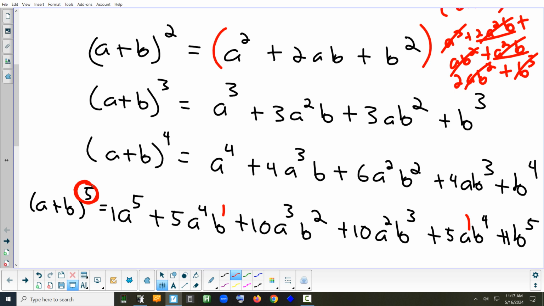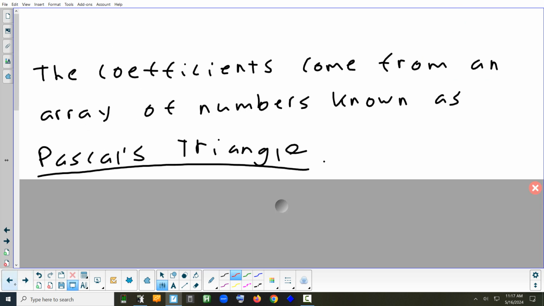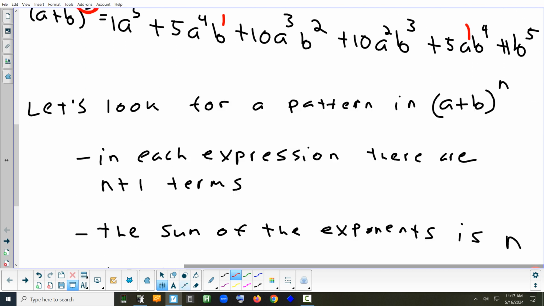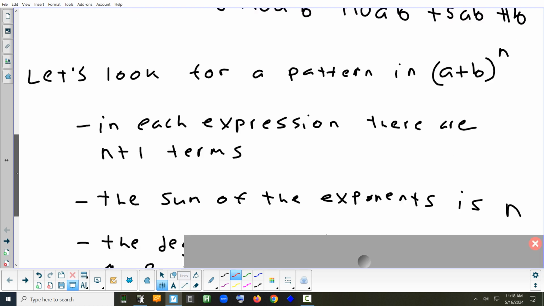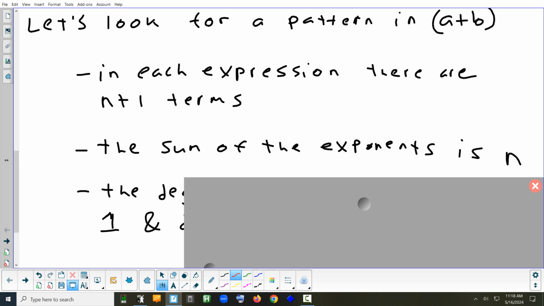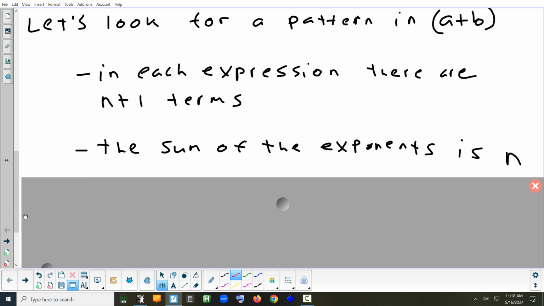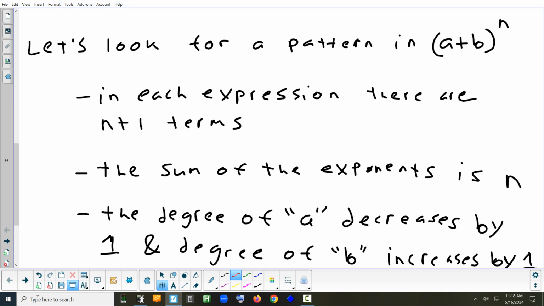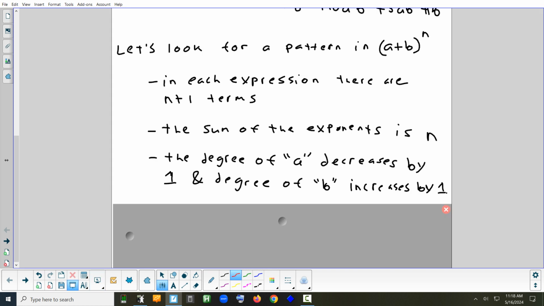Does anybody remember where we saw those numbers? Yeah? Pascal's triangle? Those numbers come from Pascal's triangle. Yep. So some of the patterns, did we find them all? There's one more term than the exponent you're raising to. The sum of the exponents in each term is always the power that you're raising to. The degree of the A is going down by 1, and the degree of the B is going up by 1.